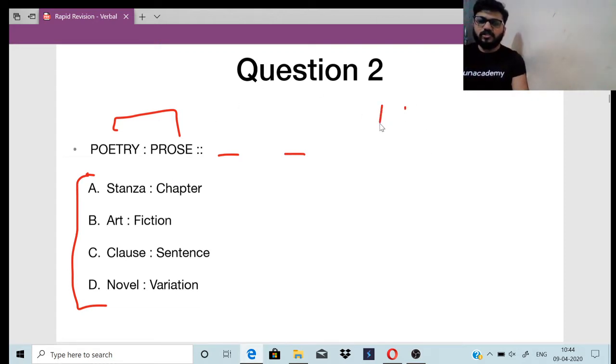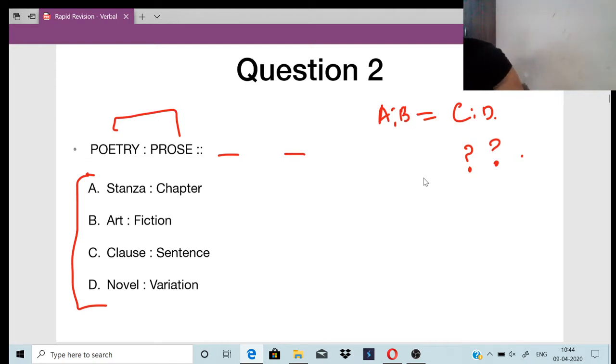Okay, so this is also like this. A is to B, so C is to D. You have to find out. C is to D nahi pata aapko, right? A is to B pata hai. So which will be the right answer here? Right, poetry is prose. So will it be stanza, chapter, art, fiction, clause, sentence, novel or variation? Right, yes, it is option A.